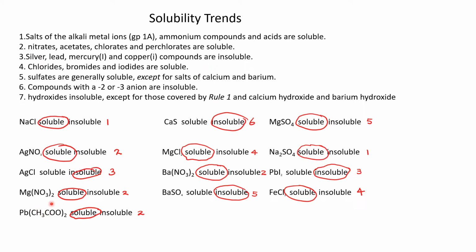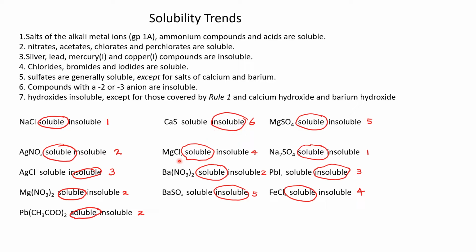Magnesium nitrate. Rule 1 does not apply. Rule 2 says nitrates are soluble. Lead acetate. Rule number 1 does not apply and rule 2 says acetates are soluble. Calcium sulfide. The first 5 rules do not apply. However, rule 6 says compounds with a -2 anion are insoluble. So calcium sulfide is insoluble.